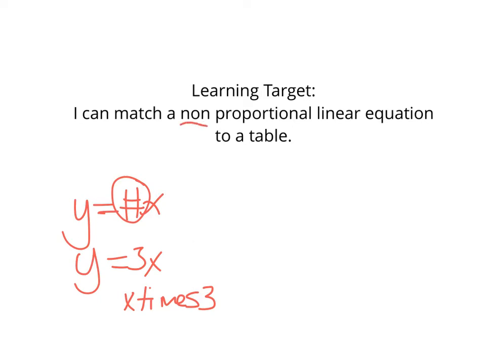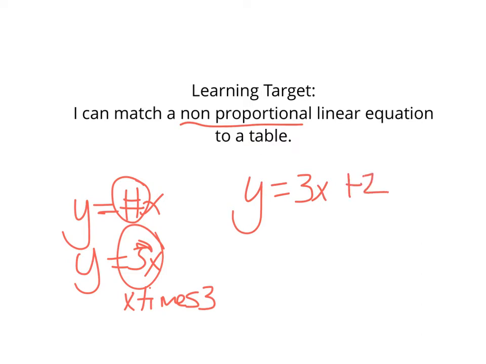So today we're going to look at what we call non-proportional. We call these proportional because they're one step, and they're multiplied. We have a coefficient. With non-proportional, we're going to see two steps. So for example, I could have y equals 3x plus 2. And this plus 2 part is what makes it a non-proportional linear equation.